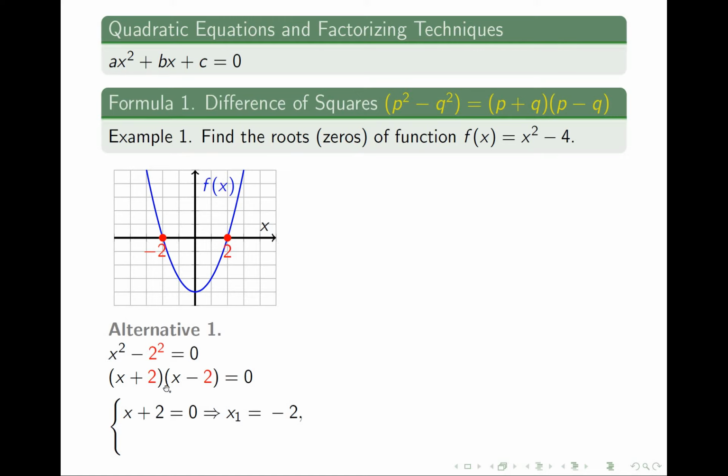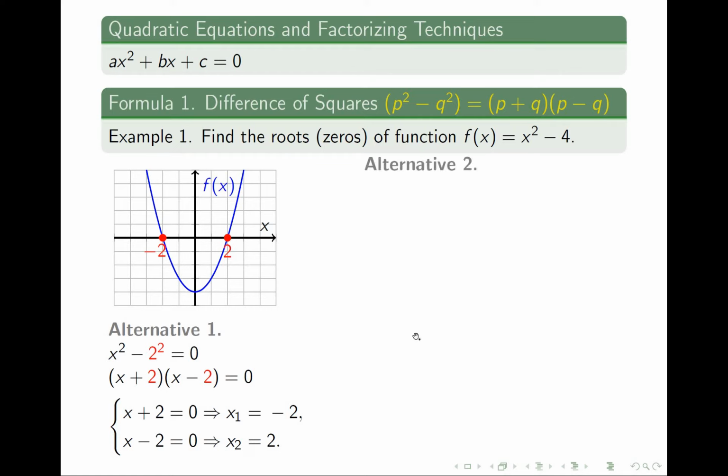On the other hand, we said that to have this expression equal to 0, either the first one should be 0 or the second one. So we wrote down the first one, and now this is the time to write down the second one. So x minus 2 equals 0. And if we add 2 to both sides, we get the second root, which is plus 2.